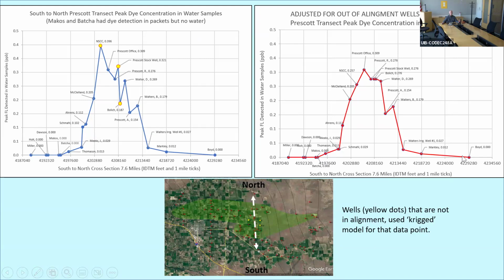And as you can see, from north to south, this lateral dispersion of dye is very homogeneous, with a nearly normal bell-shaped breakthrough curve from north to south. Even without the modeling, it still has that trend in there.